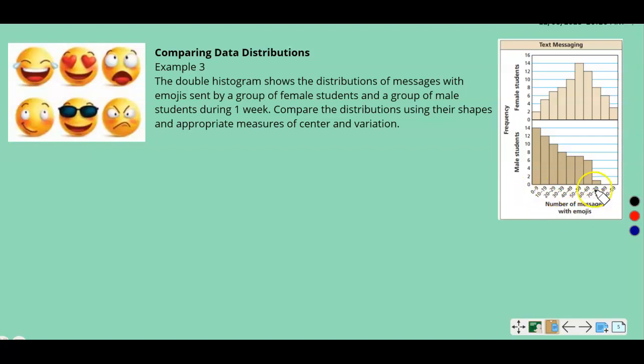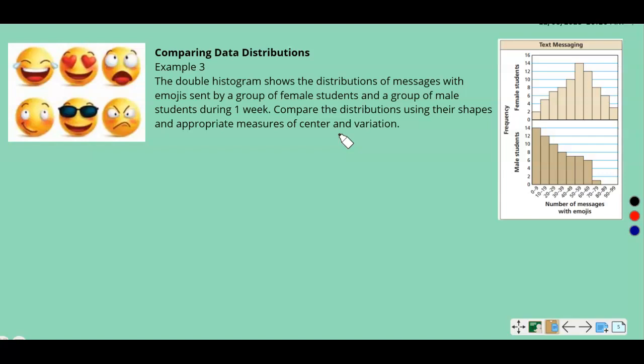So we have 0 to 9 all the way up to 90 through 99. You can see for the males, it doesn't go any higher than 79. For the females, it is spread out all the way from 0 to 99. All right, so the question again says, compare the distributions using their shape and approximate measures of center and variation.